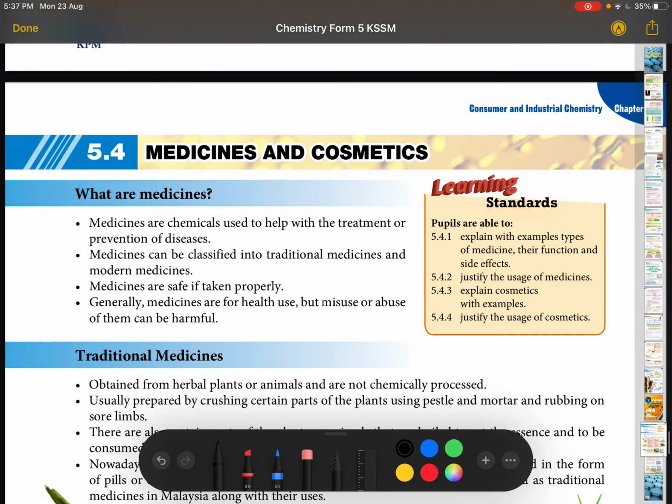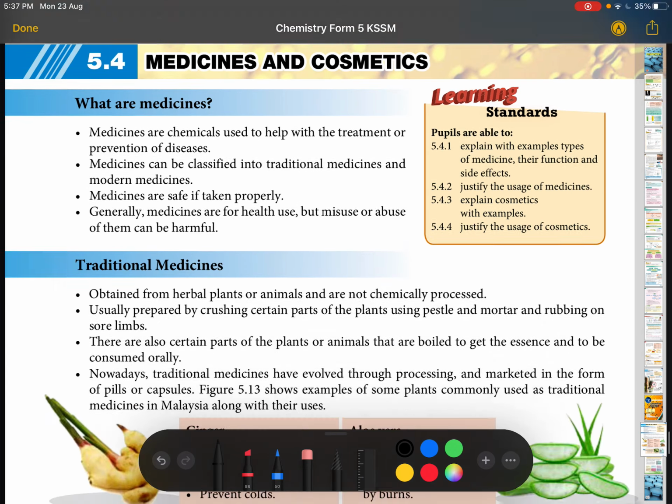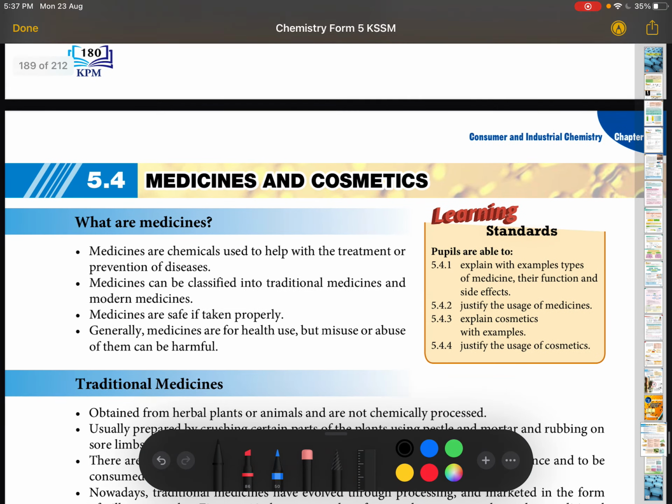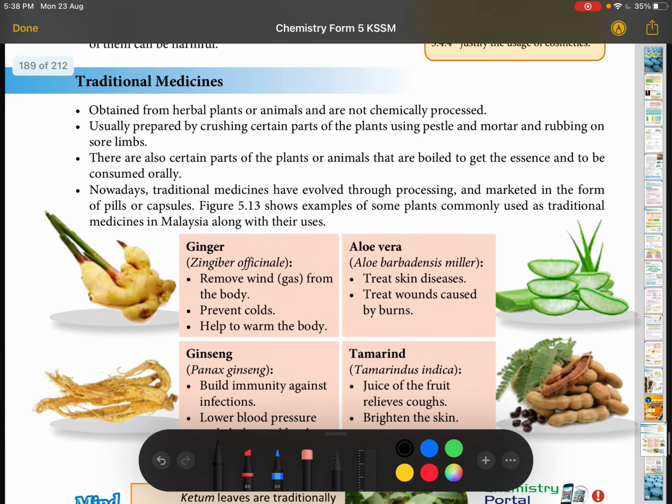Okay, next is medicines and cosmetics. We all know what medicines are. They are chemicals to help treat diseases, and usually they're safe, but do not overuse them because if you abuse them, they can be harmful. There are two types: traditional and modern medicines.